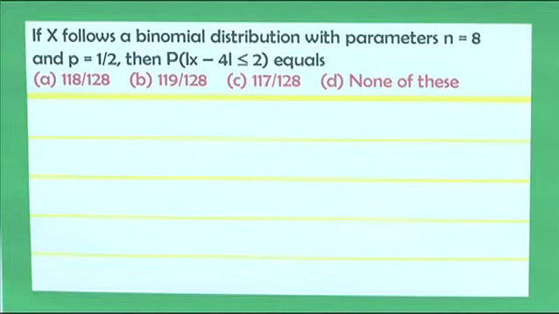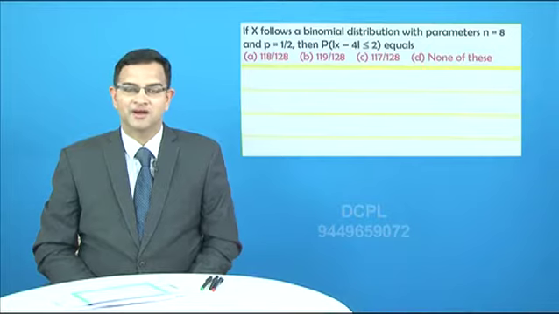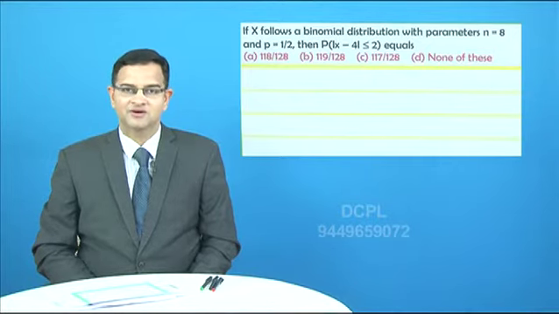If x follows a binomial distribution with parameters n equal to 8 and p equal to half, then what's P(|x - 4| ≤ 2) equal to? Dear students, as you know, n represents the number of trials, or the number of times you are repeating the same experiment.